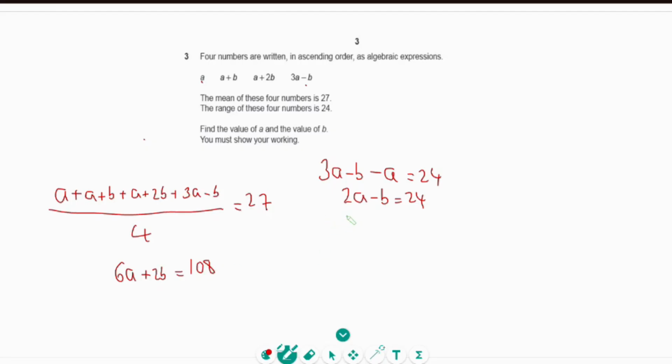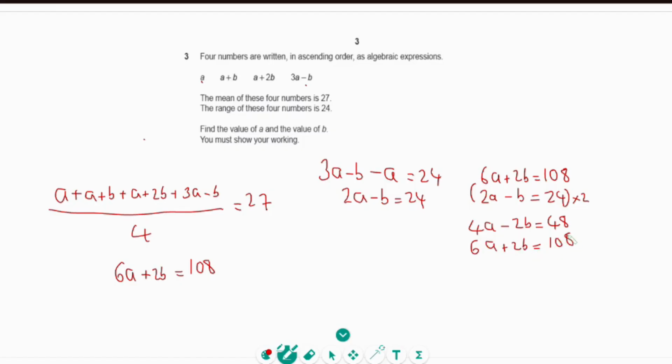Then hopefully you'll notice we have 2 equations. We have 6a plus 2b equals 108, and we have 2a minus b equals 24. This is now simultaneous equations: we have 2 equations with 2 unknowns, a and b. I like to make the b's the same. I'm going to multiply the bottom equation by 2. So I know 4a minus 2b is equal to 48. I also know 6a plus 2b is 108 in the top equation.